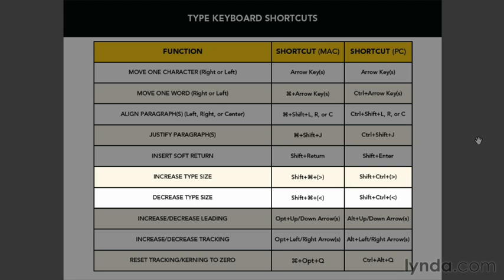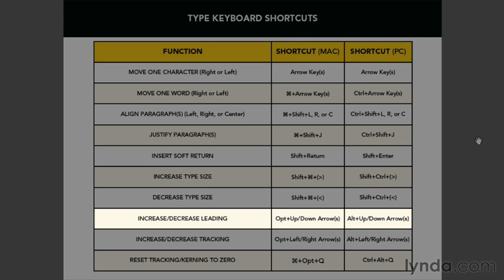Once you do that, you'll be able to shrink the text up or down in specified increments, making it easy for you to change the font size on the fly without having to go to the character menu or the control panel. To decrease the type size, it's the exact same thing. Shift, Command or Control, and then you hold down the less than key, or the little gator's mouth that points the other direction. You can also increase and decrease leading as well.